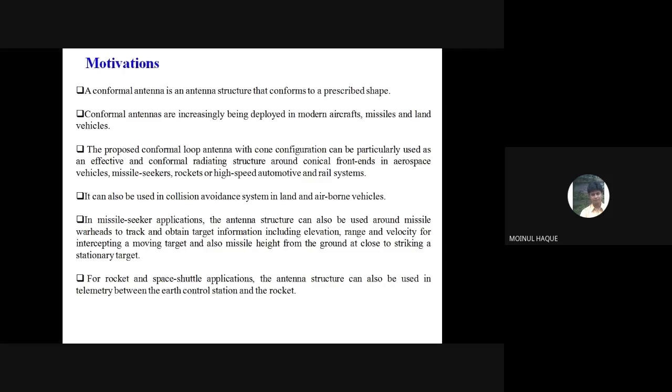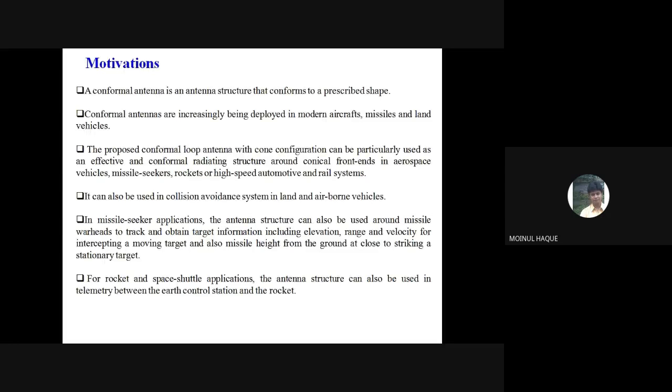As I told you, a conformal antenna is an antenna structure that conforms to a prescribed shape. Conformal antennas are increasingly being deployed in modern aircraft, missiles, land vehicles, etc. The proposed conformal loop antenna configuration can be particularly used as an effective conformal radiating structure around a conical front end in aerospace vehicles, missile seekers, rockets, or high-speed automotive and rail systems. It can also be used in collision avoidance systems in land and airborne vehicles. In missile seeker applications, the antenna structure can also be used around the missile warhead to track and obtain target information, including elevation, range, and velocity for intercepting a moving target, and also missile height from the ground at close to striking a stationary target.